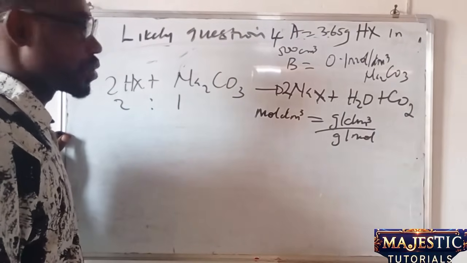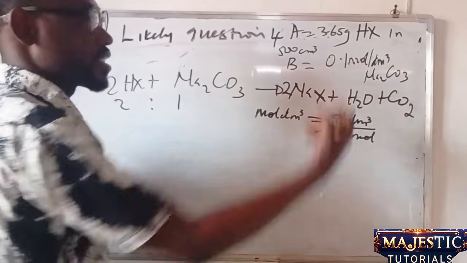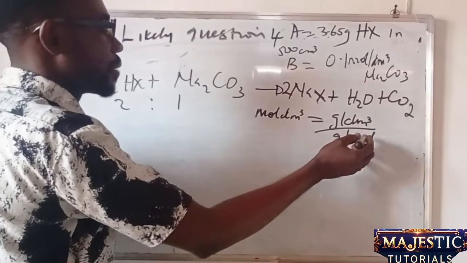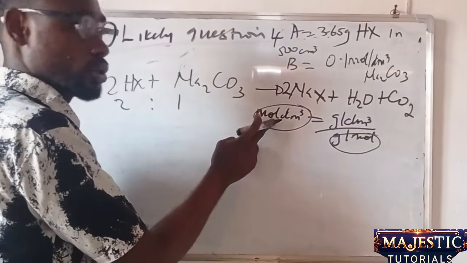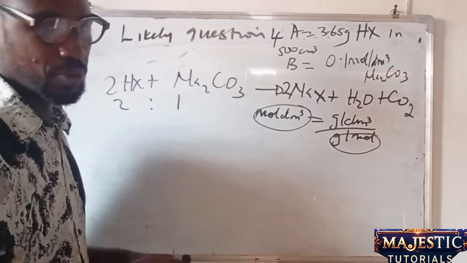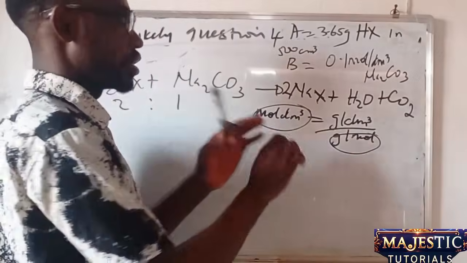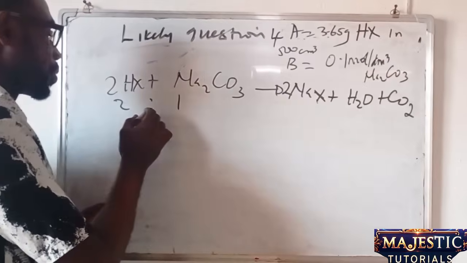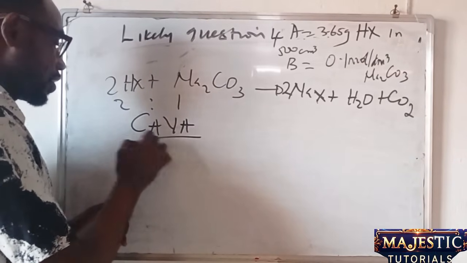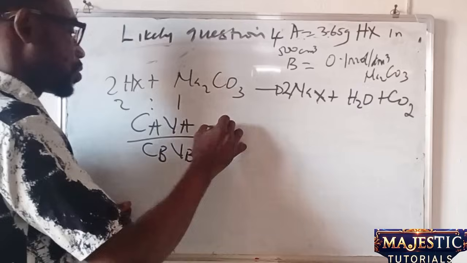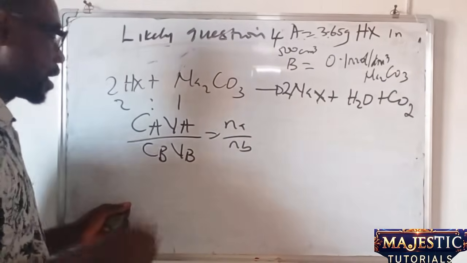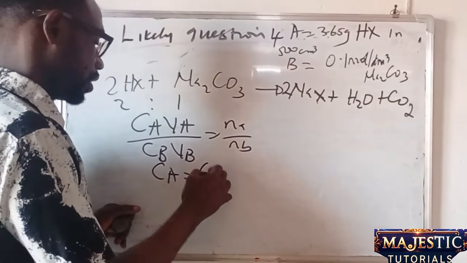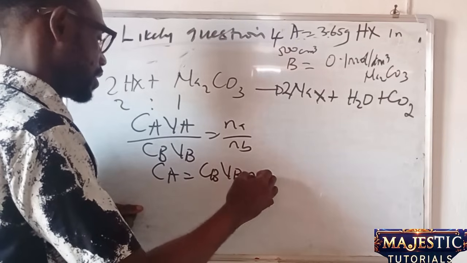You don't know. So it means that we don't know the molar mass because X is unknown. This X can be Y or any other letter. So we cannot use this formula because we don't know this and we don't know this. This is what they told us to calculate. So we can't solve simultaneous equation here. Anytime two of these three is unknown, it means you cannot use it. And what did I say? If this formula did not work for concentration, we move straight to CAVA all over CBVB equals NA over NB. Right? So we start solving immediately. CA is equal to CBVB NA over what?